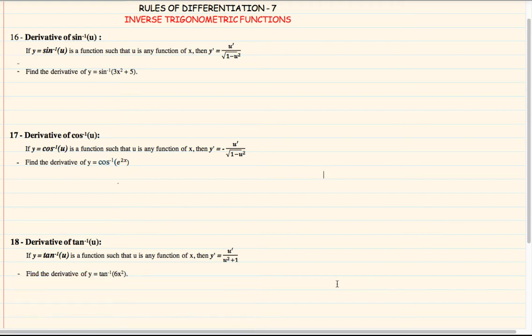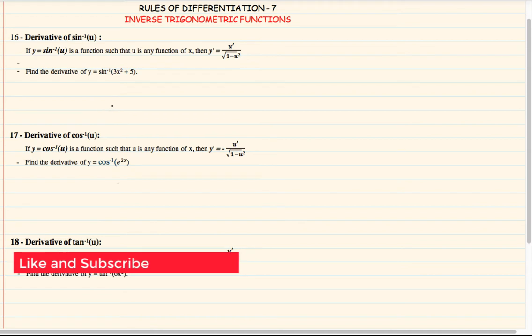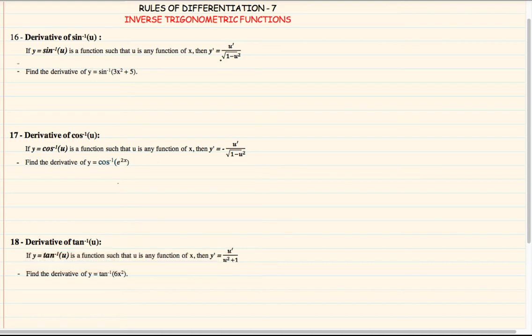So, first, derivative of a sine inverse. If you have y is equal to sine inverse of u, in which u, the argument of that sine inverse, is any function of x, the derivative of that is the derivative of that argument divided by the square root of 1 minus u squared.